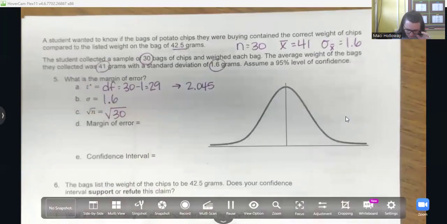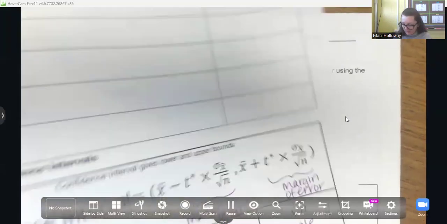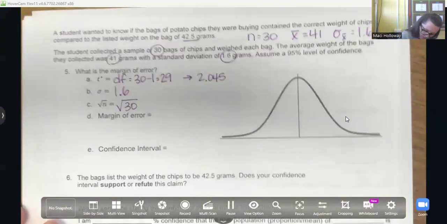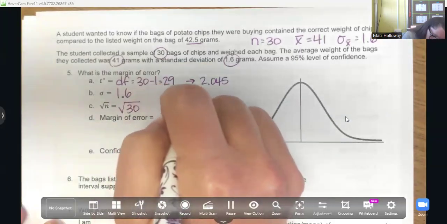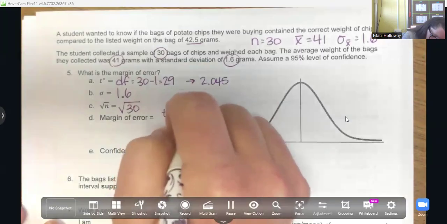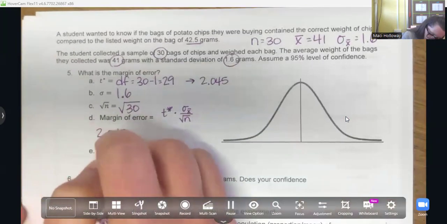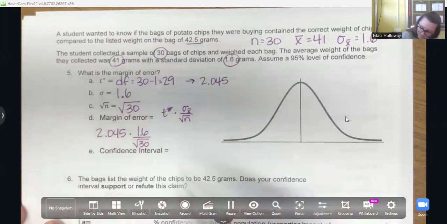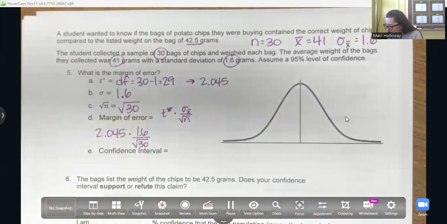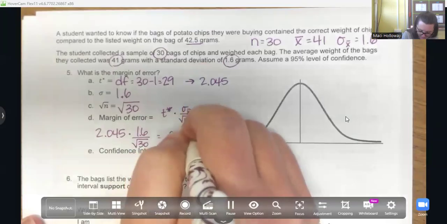All right, so margin of error is this one part right here. It's our t-critical times our standard deviation divided by the square root of n. I'll just write our formula down here: t-critical times standard deviation divided by square root of n. So we'll plug in 2.045 times 1.6 divided by square root of 30. And if you calculate that, you're going to get 0.597.